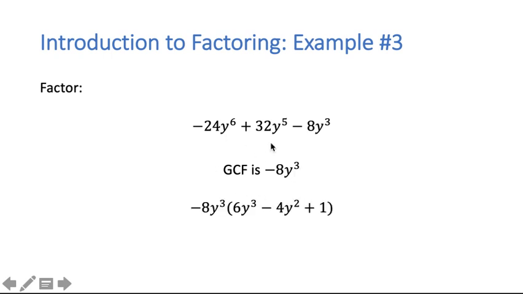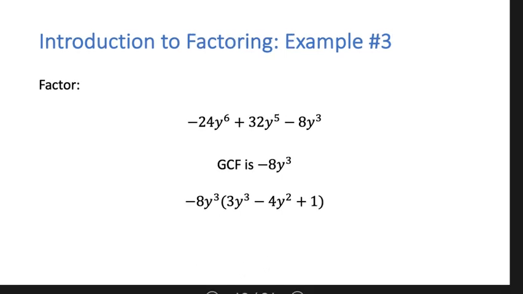So if I divide each of these terms by the GCF, negative 24 divided by negative 8 should be a positive 3 here. So I fixed that. It should have been a 3 here. So it's negative 8y to the 3rd times 3y cubed minus 4y squared plus 1. And that is the correct factorization. And I encourage you to check that. Check by multiplying, and you'll see that you get back to where we started.